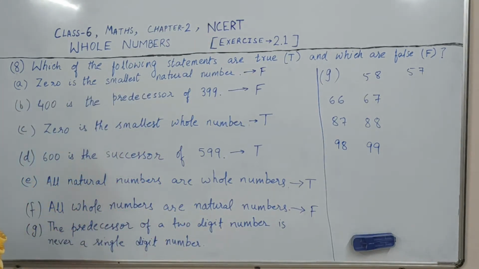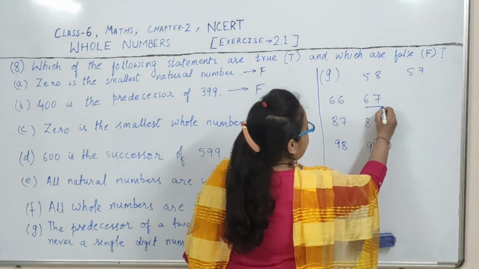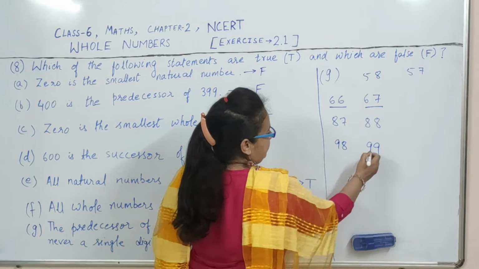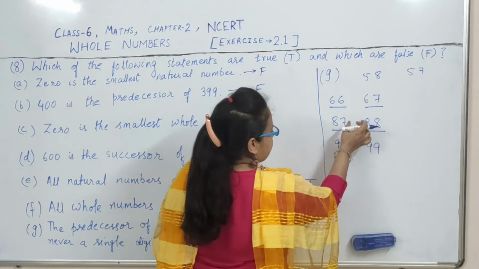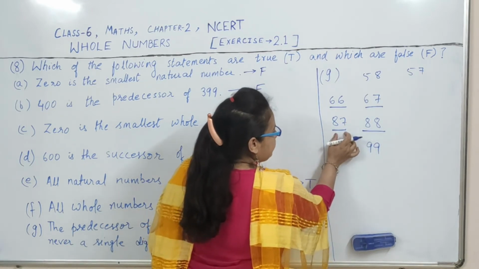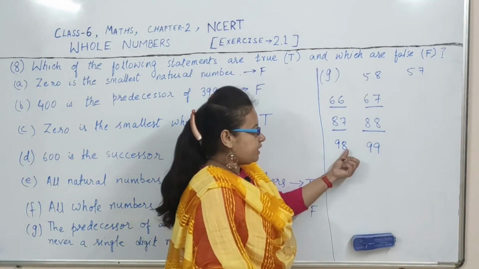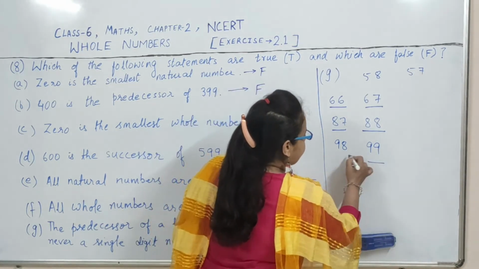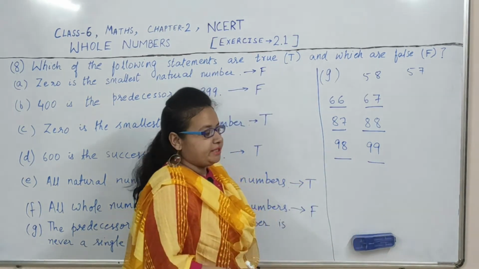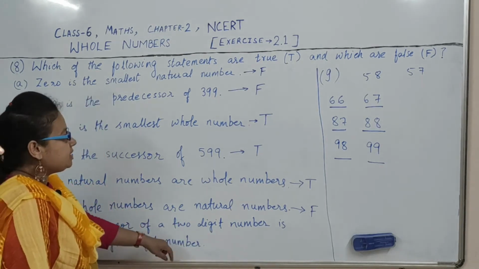The predecessor of a two-digit number is never a single-digit number. See, this is a two-digit number. Its predecessor is also a two-digit number. This is a two-digit number. Its predecessor means the number which comes just before this number. And it is also a two-digit number. The predecessor of this number is the number which comes just before this. So, 98 is the predecessor of this number. This is also a two-digit number and its predecessor is also a two-digit number. But what is told in this question, the predecessor of a two-digit number is never a single-digit number.